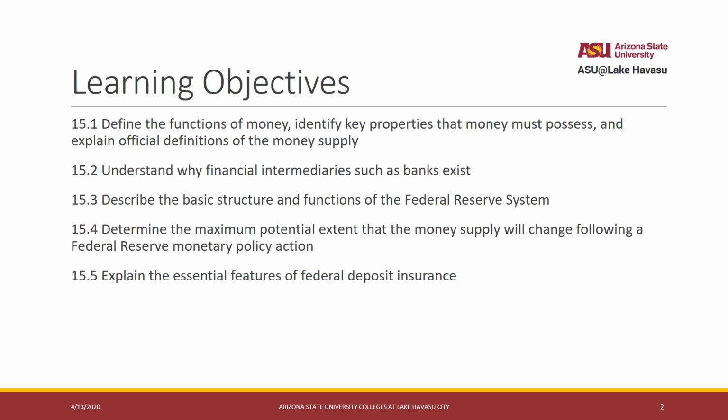First, we'll define the functions of money, identify the key properties that money possesses, and explain the official definitions of money supply. Second, understand why the financial intermediaries such as banks exist. Third, describe the basic structure and function of the Federal Reserve System. Fourth, determine the maximum potential extent that money supply will change following a Federal Reserve monetary policy action. Fifth, explain the essential features of the Federal Deposit Insurance.